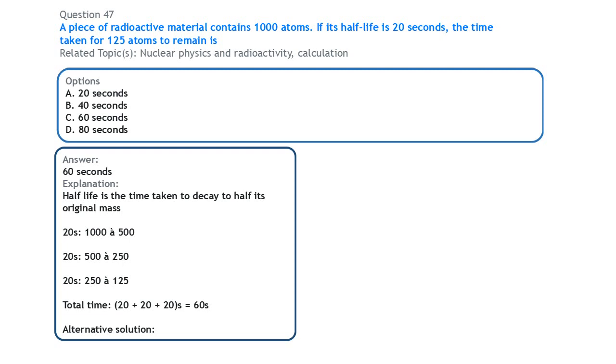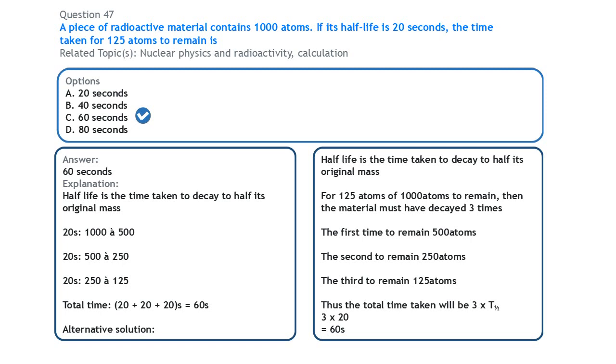A very simple way to do this is this. We said half-life is the time that it will take to remain half of what is there originally. This means that in 20 seconds this is going to remain 500. In another 20 seconds it will remain 250. In another 20 seconds it will then remain 125. So that is 20 seconds to remain 500, another 20 seconds to remain 250, and then 20 seconds to remain 125. So it's taking a total of 20 plus 20 plus 20, that is 60 seconds.